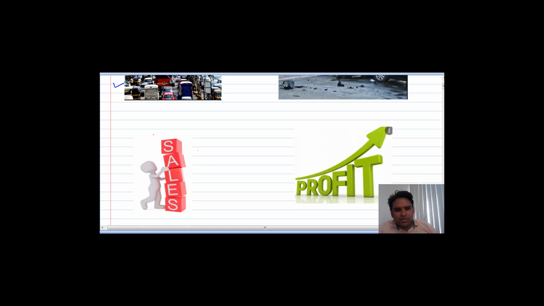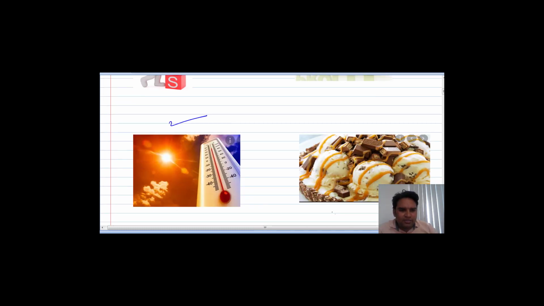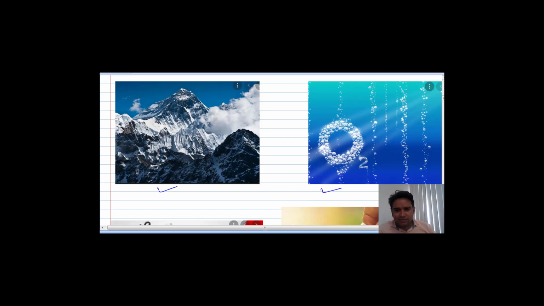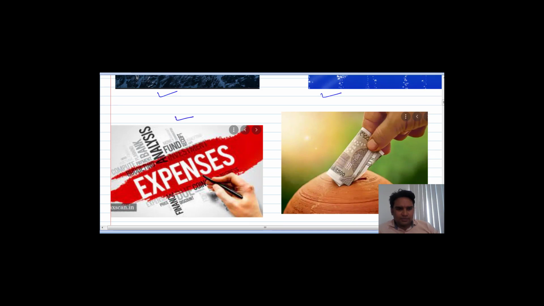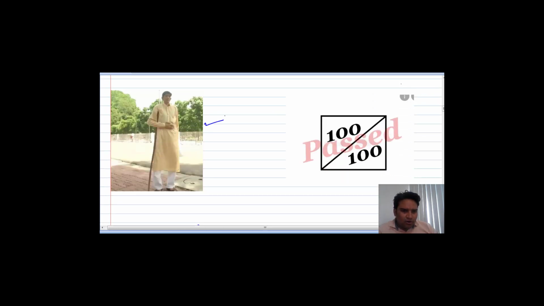Here you can see sales is given, right? Here profit is given. Then you can see temperature is given. Your ice cream picture is given, right? You can see your mountain is given. Your oxygen is given. Here expense, the savings piggy bank, right? Here you can see the tallest person of India, and here, you can say, IQ level.